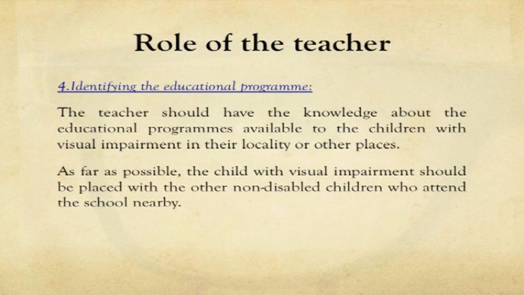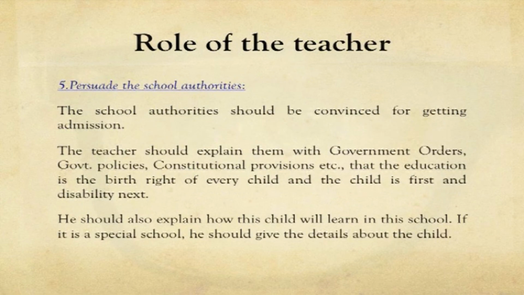As far as possible, the child with visual impairment should be placed with the other non-disabled children who attend the school nearby. Number 5, persuade the school authorities. The school authorities should be convinced for getting admission. The teacher should explain to them with government orders, government policies, constitutional provisions, that education is the birthright of every child and the child is first and disability next.